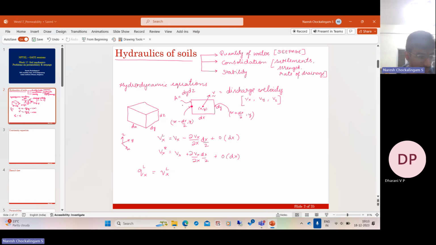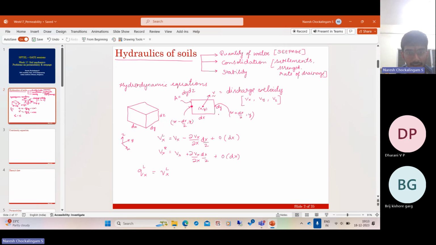What is the volume that is flowing into the mass of soil? It is Vxl into area. So it is nothing but Vx minus partial Vx with respect to x, dx by 2. We can neglect the higher order terms, multiplied by dy dz. And similarly, Qx on the right face, we saw it is Vxr times A. It is Vx plus partial Vx with respect to x, dx by 2, dy dz.